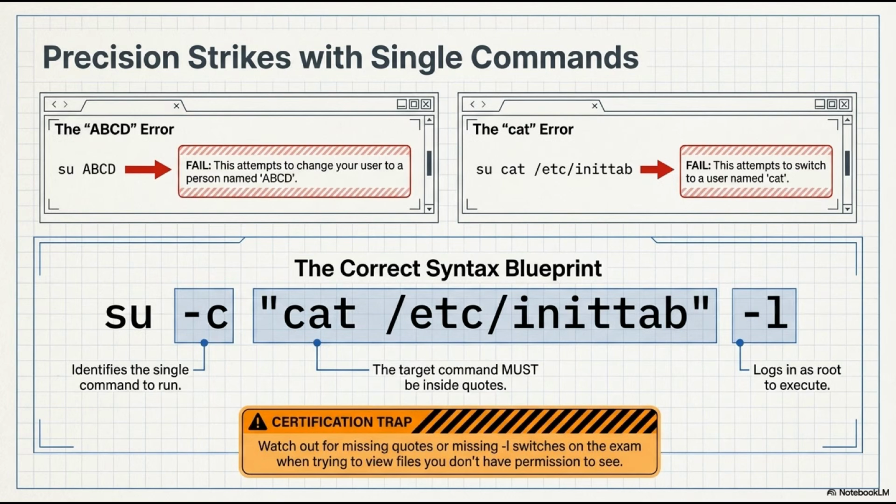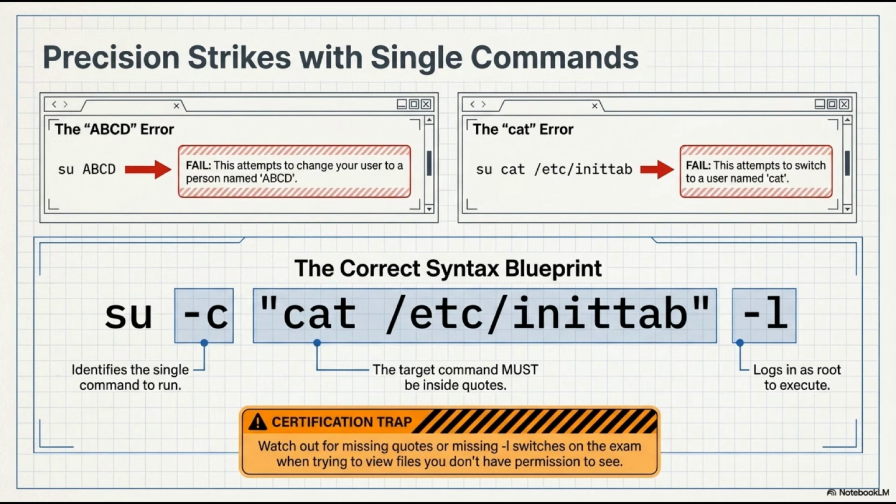Oh, people fail the exam on these all the time. If I type su abcd to start a service, the system thinks abcd is a username, right? Same with su - cat /etc/inittab. It thinks cat is a human. Yeah, the shell parses the first argument after su as the target identity string. It doesn't analyze whether cat is a valid binary in your path. It just blindly checks the password file for a user actually named cat.